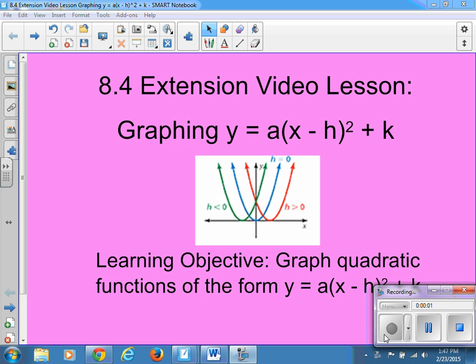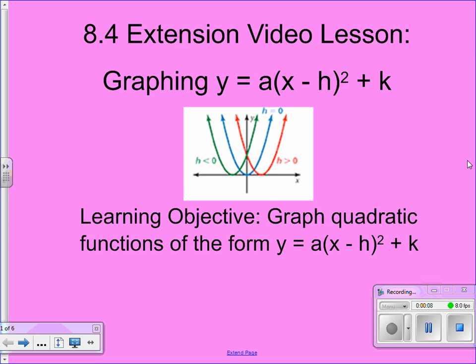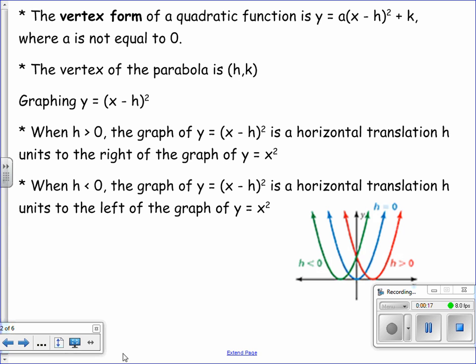Welcome to video lesson 8.4, extension, on graphing equations in the form of y equals a(x minus h) squared plus k. So we're going to look at how we can graph functions in this form. Now, this is called the vertex form of a quadratic function, and a just can't be equal to 0. The vertex of the parabola then is (h, k), so that's the vertex.